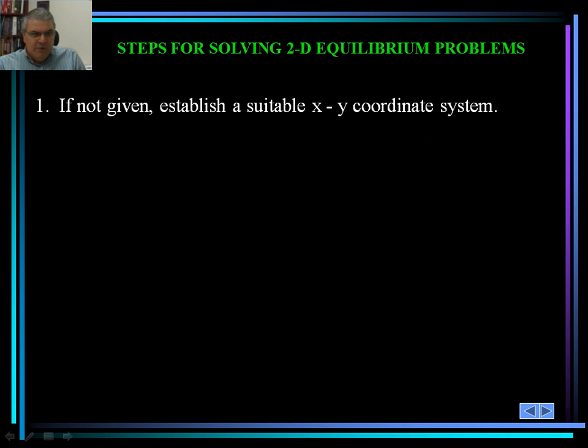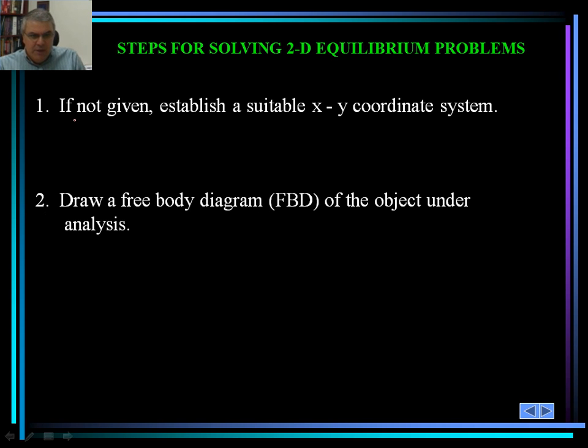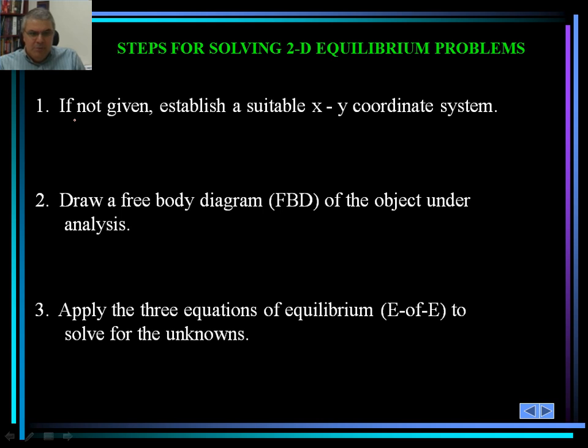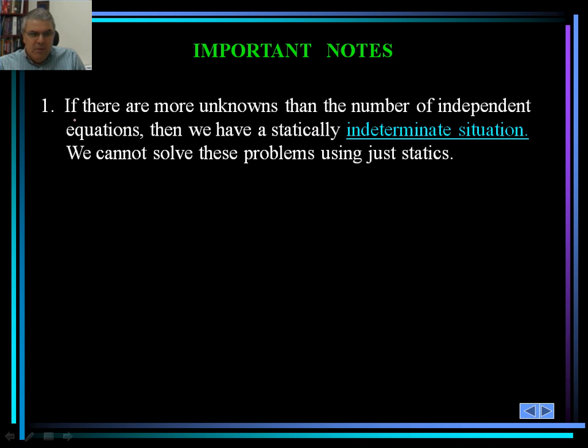So how can we solve for 2D equilibrium problems? First, we need to establish an XY coordinate system. If that is not given, then we need to draw the good old free body diagram of the object under analysis. Then you would apply the three equations of equilibrium, E of E, or equation of equilibrium, to solve the unknowns. Also realize that in order for us to solve an equilibrium problem, we have some unknowns and we have some equations available to us.